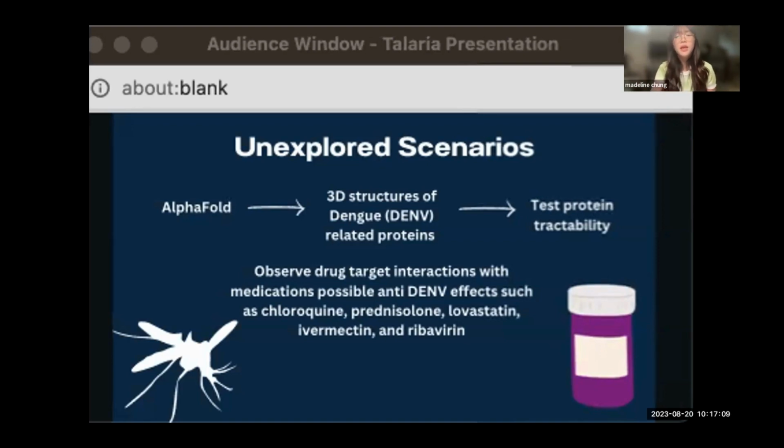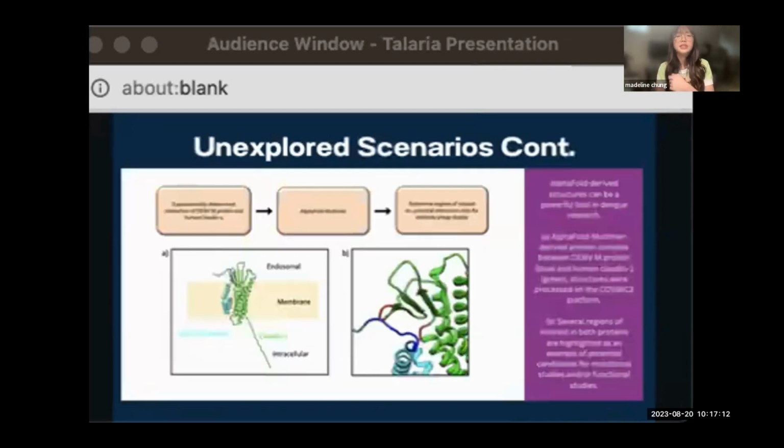And so it's not enough for me to just tell you that AlphaFold can be potentially helpful in the dengue viral research field. And so I wanted to provide you a visual representation of what I just mentioned. So here is an experimentally determined interaction between the dengue M protein and Claudin-1. And so we used AlphaFold multimer to produce these figures for my research paper.